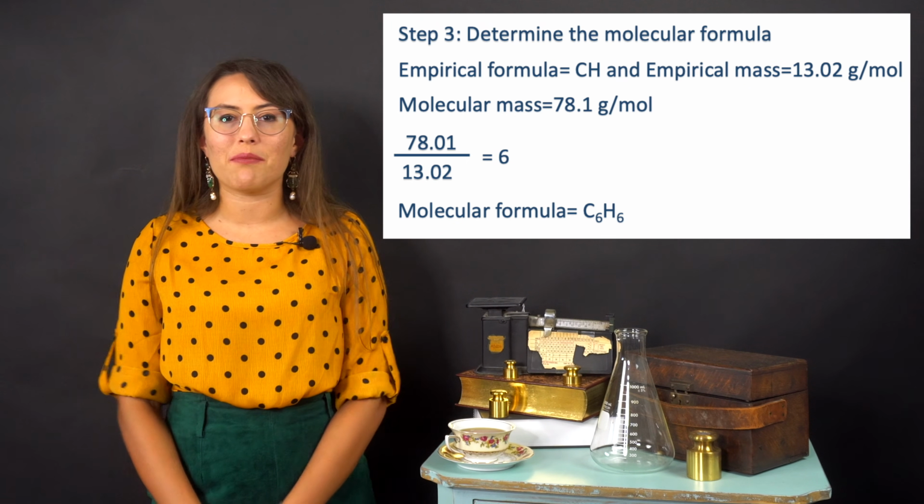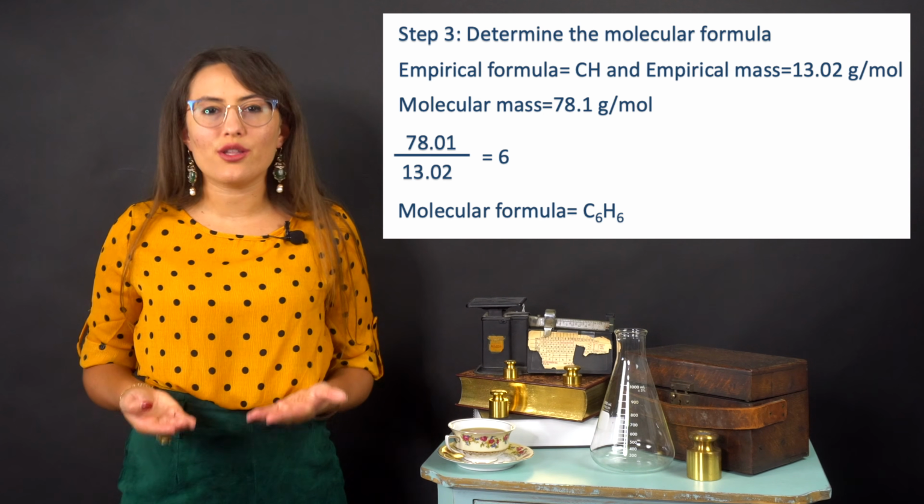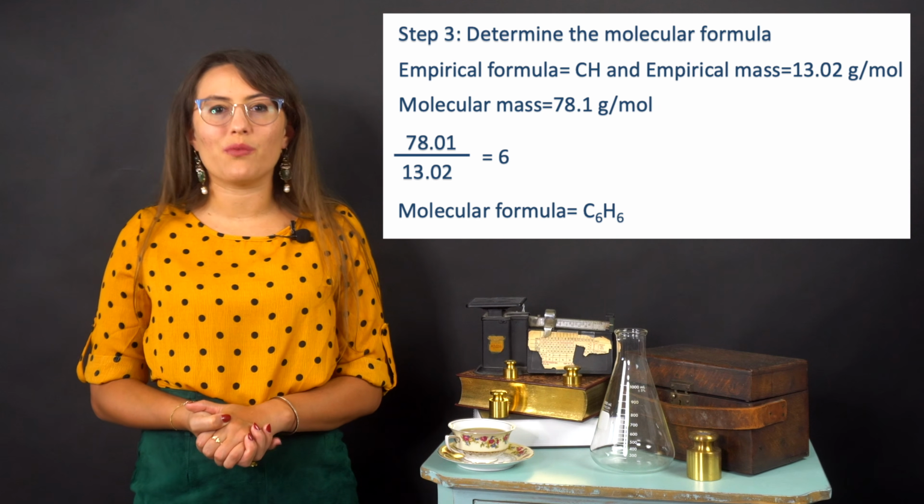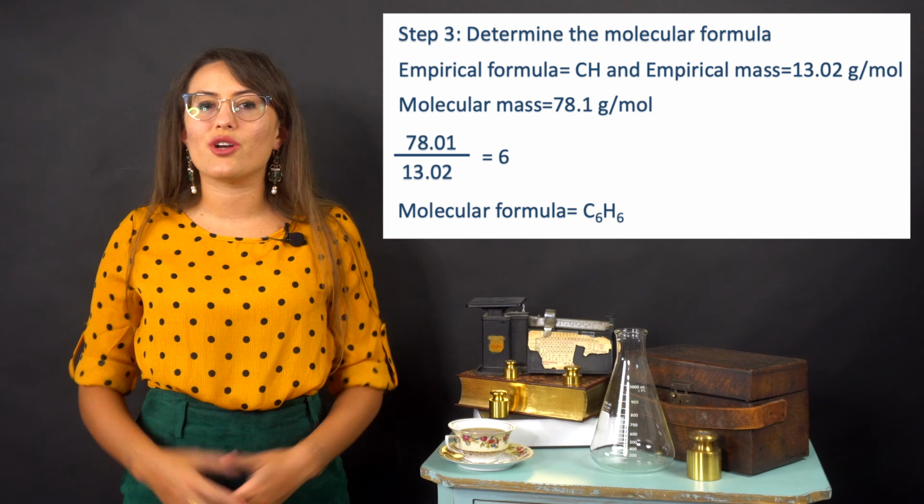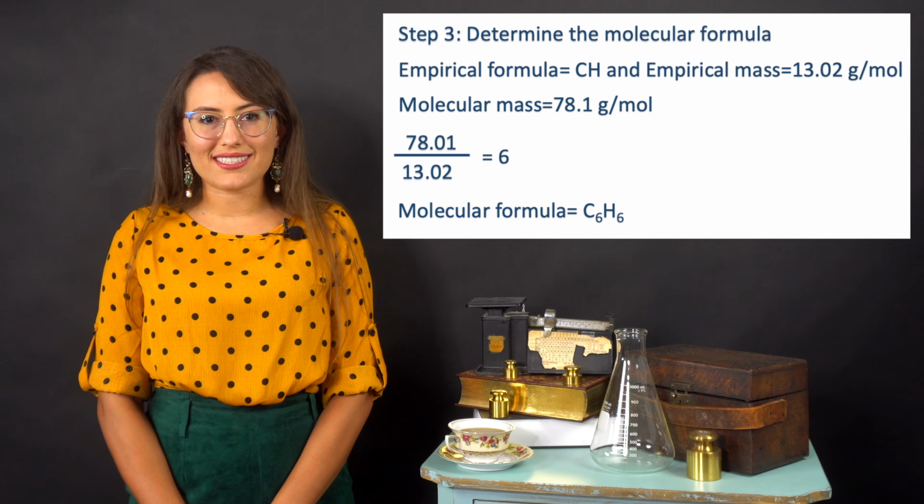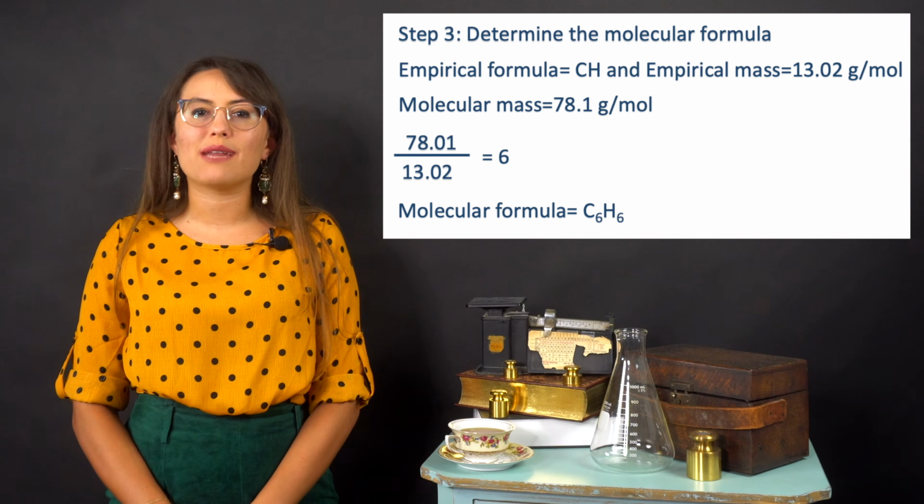Continuing on with the same example, if this molecule has a molecular mass of 78.1 grams per mole, what is the molecular formula? First, you will need to calculate the mass of the empirical formula, which is 13.02 grams per mole. To find this whole number ratio, we divide the molecular mass by the empirical mass to get a value of 6. We then multiply every atom in the empirical formula by this value, and we get a molecular formula of C6H6.